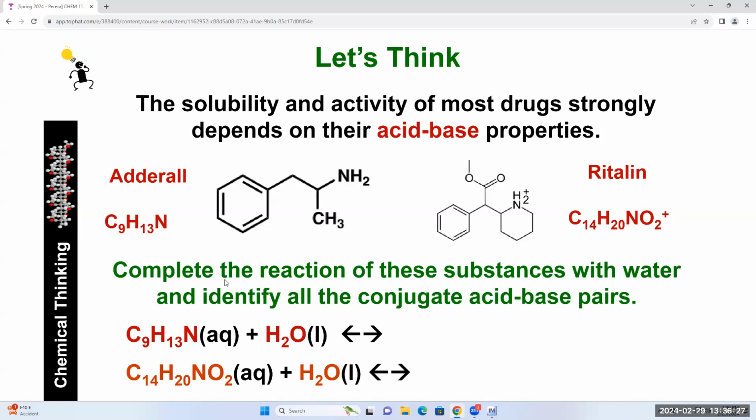So pay attention to the nitrogen of Ritalin here. It does not have a lone pair. It has 4 bonds around it, meaning it has already used its lone pair to grab a proton, H plus. Therefore, that nitrogen cannot act as a base.